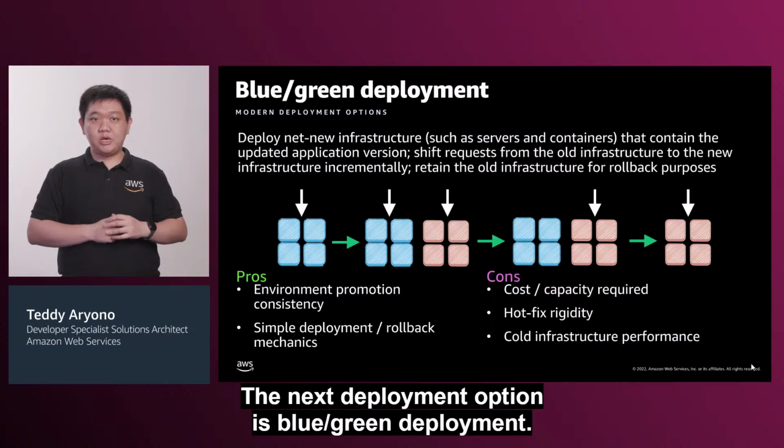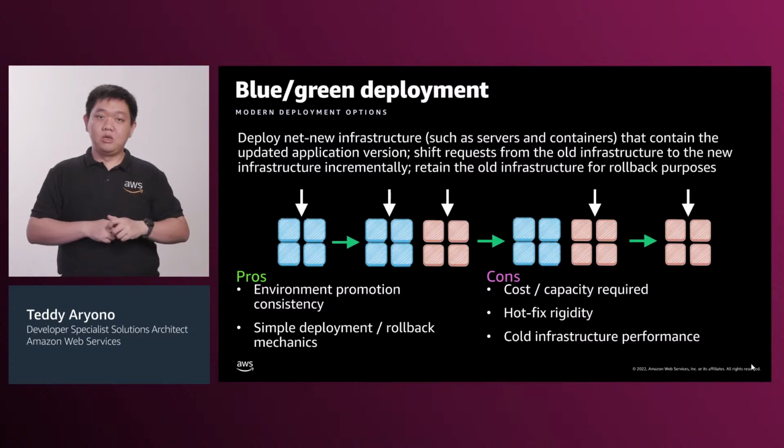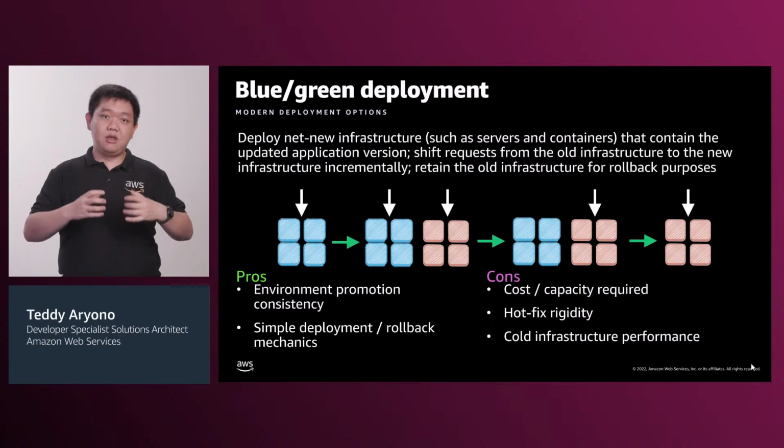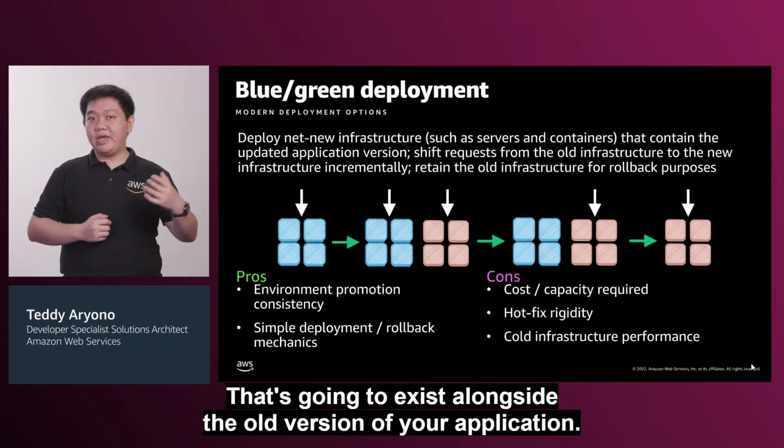The next deployment option is blue-green deployment. I'll demo this deployment option later on. So blue-green is about provisioning a net new infrastructure set that's running the new version of your application. That's going to exist alongside the old version of your application.